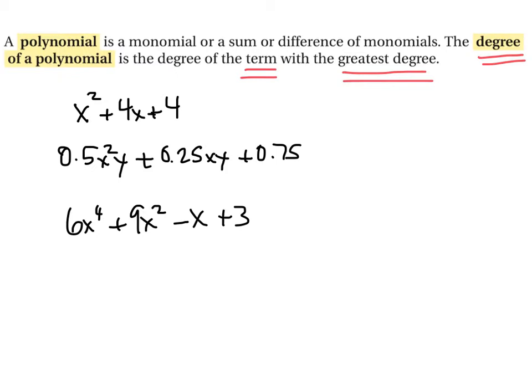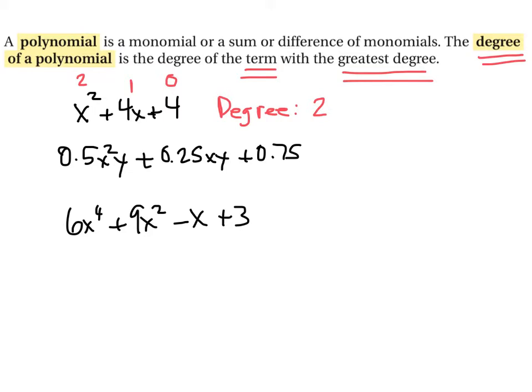In this first polynomial, x squared plus 4x plus 4, the first term has degree 2 because the sum of the exponents is 2. The second term has degree 1 because the sum of the exponents on the variables is 1. And then this last guy, the degree is 0 because it is a constant. And the highest of those three numbers happens to be 2, so this polynomial has degree 2. It's a second degree polynomial.